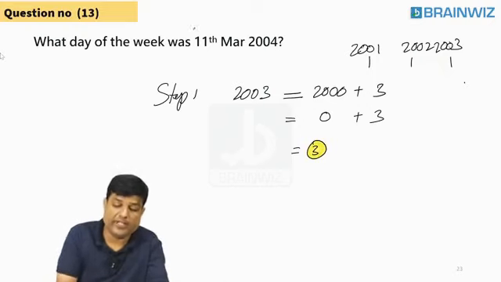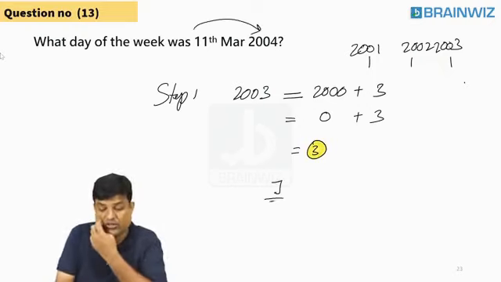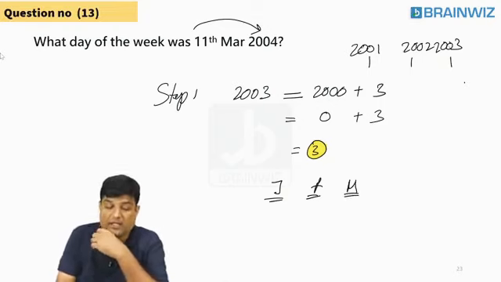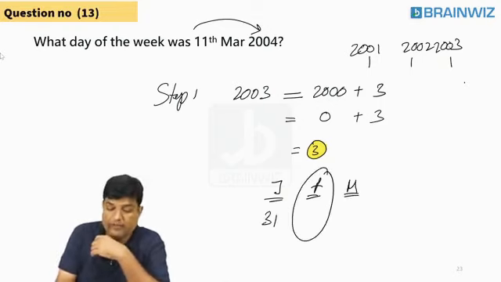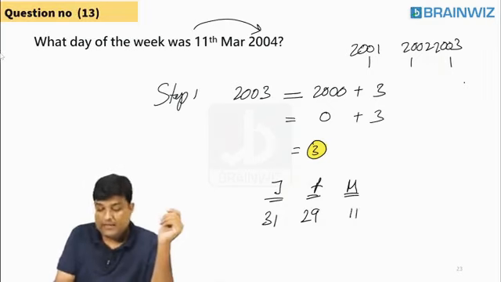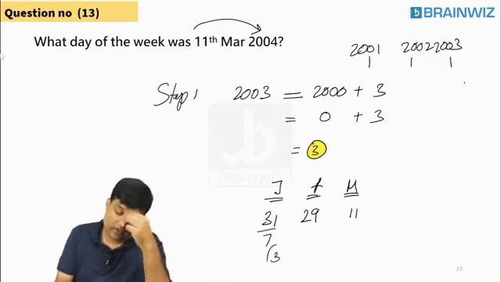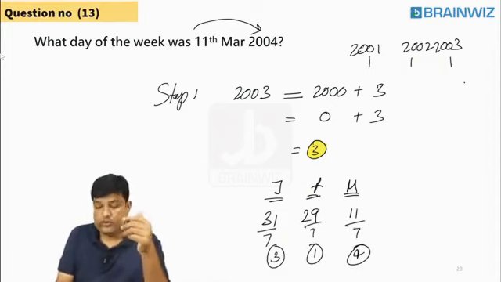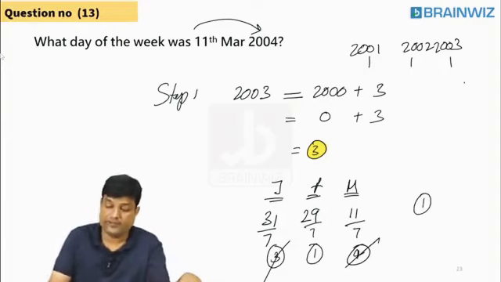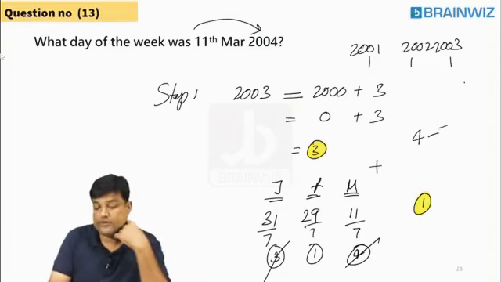Students, we have to step into the next year, 2004. 2004, January over, February over, what is over, students? March is also over. January 31, February, most of the people have taken 28, but it should be 29. And March, 11 days. 3, 1, 4. Again, I told you, students, 4 and 3 should be cancelled because wherever 7 comes we have to cancel. So here we got 1. So tell me, what is 1 plus 3? 4. 4 stands for what? Thursday.